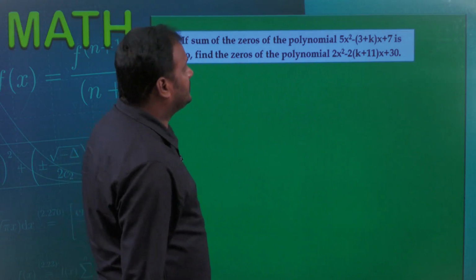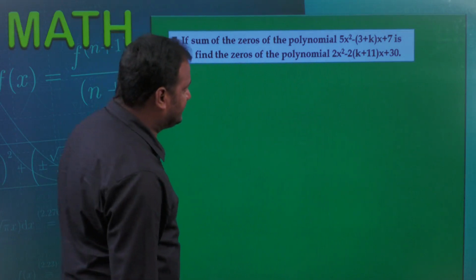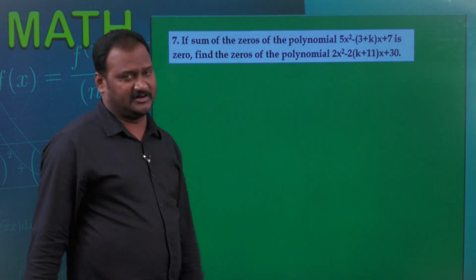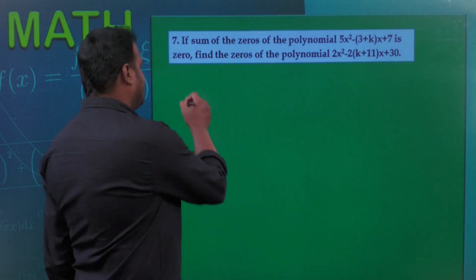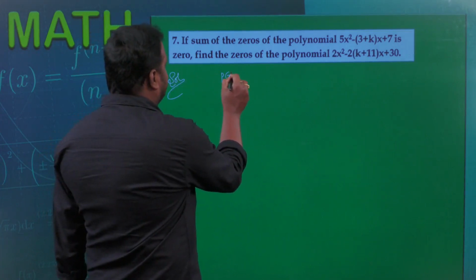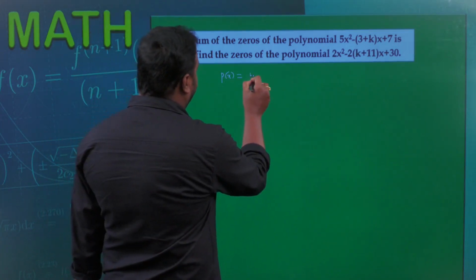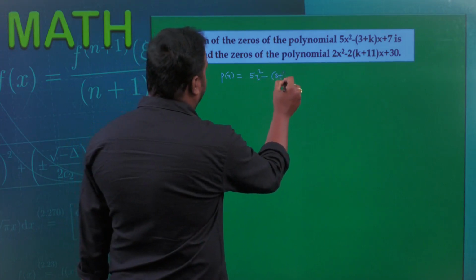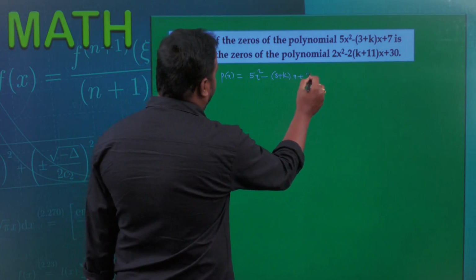If the sum of zeros of the polynomial 5x² − (3 + k)x + 7 is 0, then find the zeros of the polynomial. See, there are two polynomials given. What is the first polynomial? Let us consider the first polynomial as p(x). That is going to be 5x² − (3 + k)x + 7.